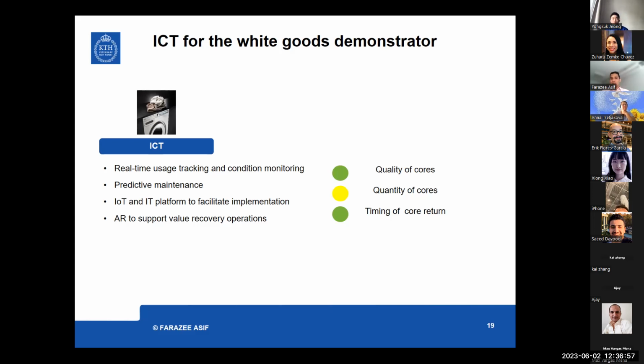The quantity, of course, can also be improved, because now you have control over how many appliances are there, 330 machines. So you know what contracts are available in the market and when the machines will come back. And since you have this information, you also know the timing. So in fact, through this digitalization and the change in the business model, we have reduced uncertainty in quality and quantity and timing of core return.